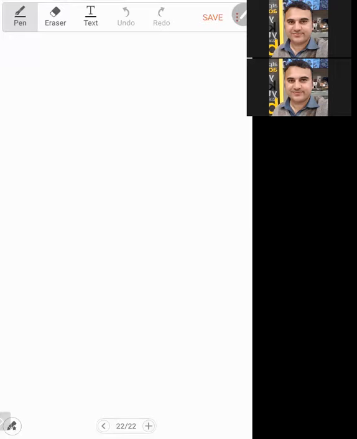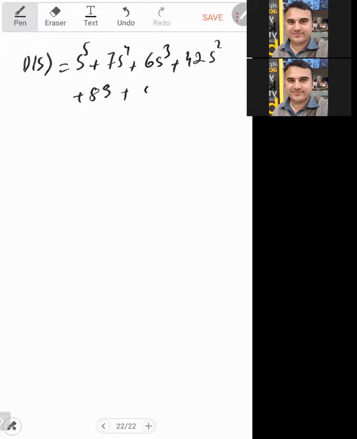The example is, let we have the transfer function with the denominator polynomial equal to s^5 plus 7s^4 plus 6s^3 plus 42s^2 plus 8s plus 56. So straightforwardly, we are going to create the Routh table. So if you will write the Routh table, we started with s^5, then we have s^4. So we have 1, then we have 7.